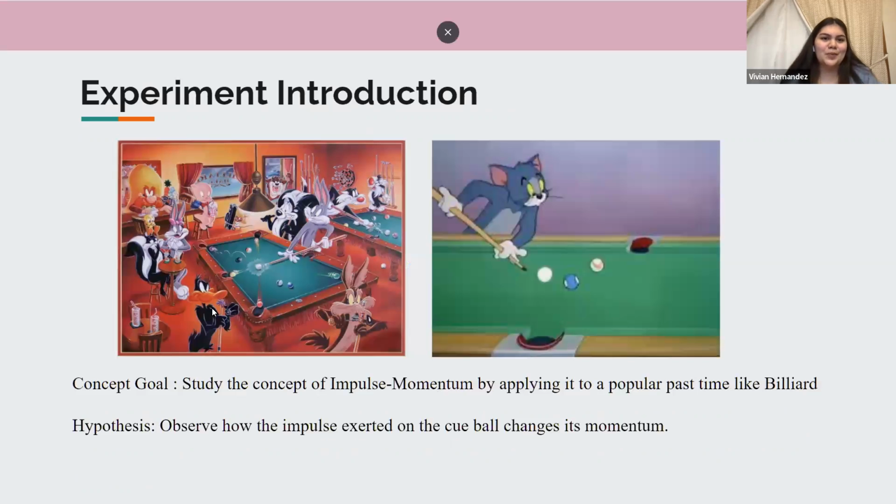And then next is the experiment introduction. For this experiment, we decided to focus on the concept of impulse and momentum by applying it to a common subject most people would be familiar with, that being billiards. The way we integrated impulse and momentum into our experiment was by observing the change in momentum the cue ball undergoes as impulse is exerted onto it.